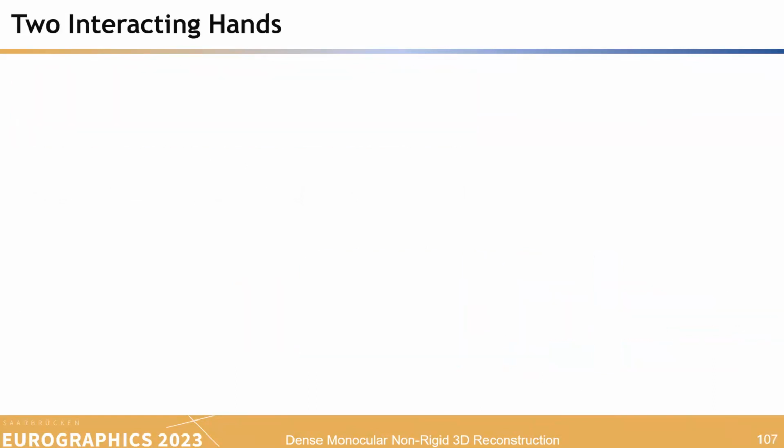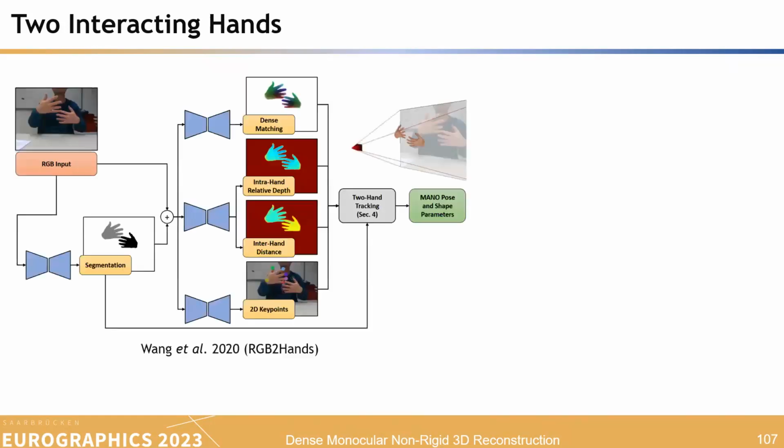Along with this, the case of two interacting hands is a very challenging scenario, because now there is mutual occlusion, and also contacts between the hands, and collisions between the hands as well.